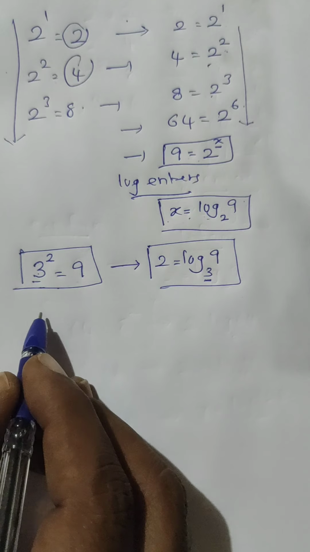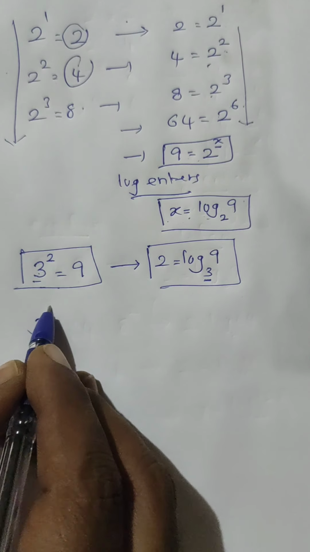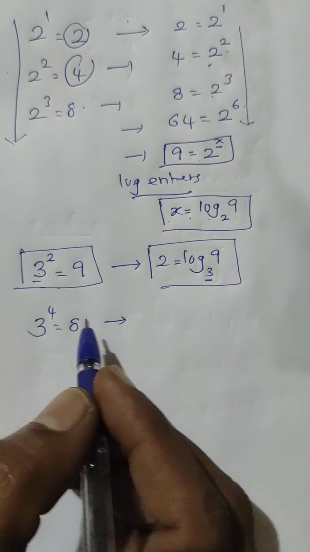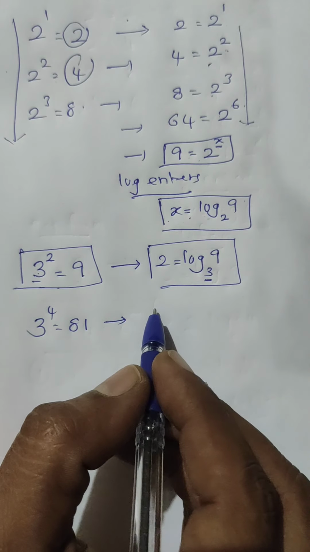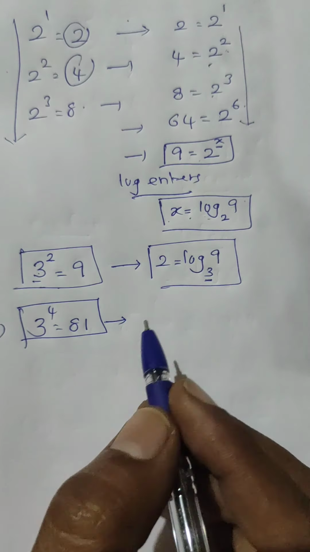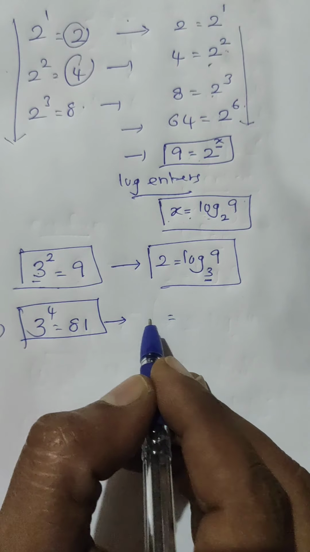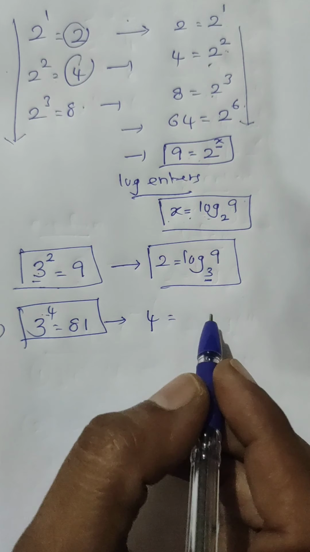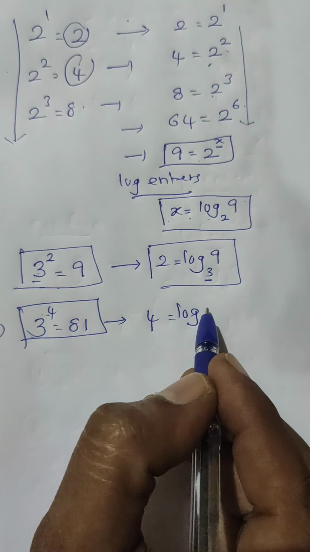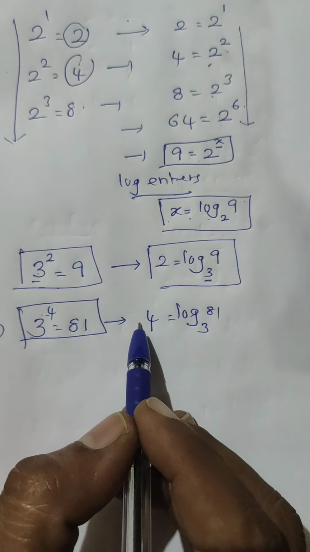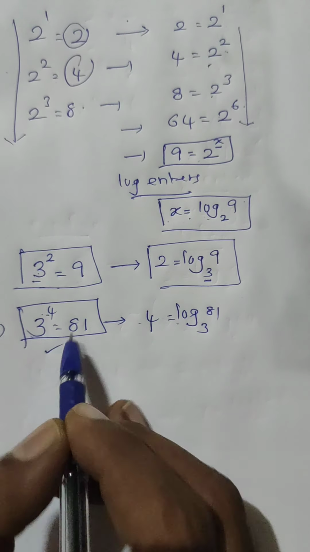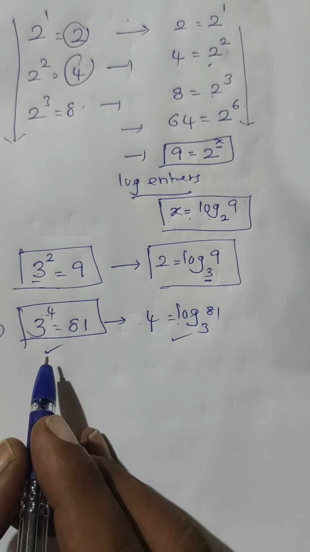Let us see another example. 3 power 4 is 81. This is exponential form. If you write this in log form, what is the exponent here? 4. So 4 is log 81 base 3. Exponential form and log form.